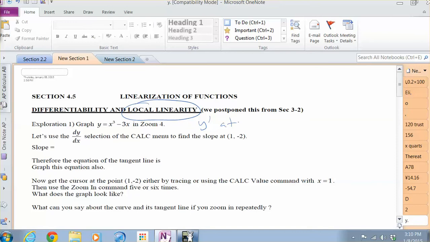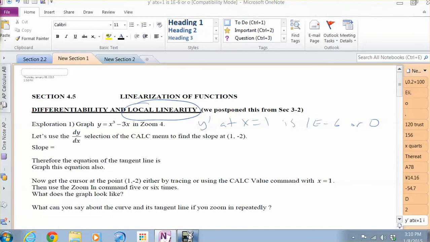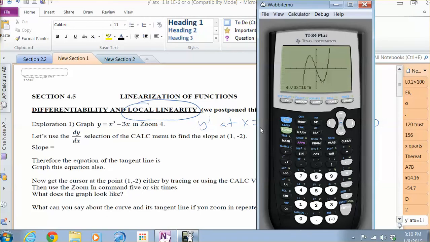So y prime at x equals 1 is 1E-6, which is basically 0. The calculator, remember, does an approximation when it does a numerical derivative. We call it the symmetric difference quotient. I'm not sure if you remember that from last semester. So it's not going to say 0 exactly, but it'll say 1E-6, so it's close enough.